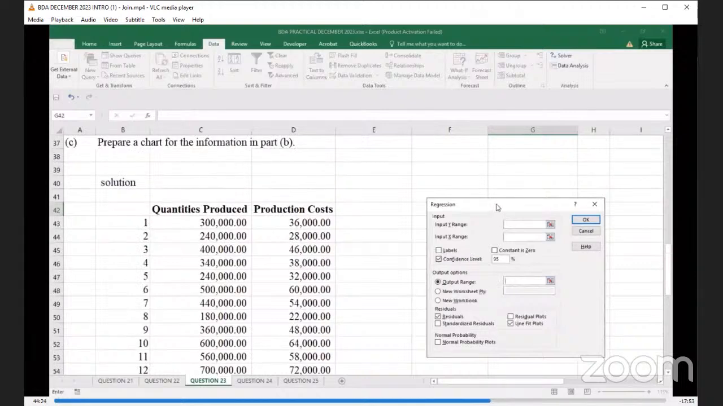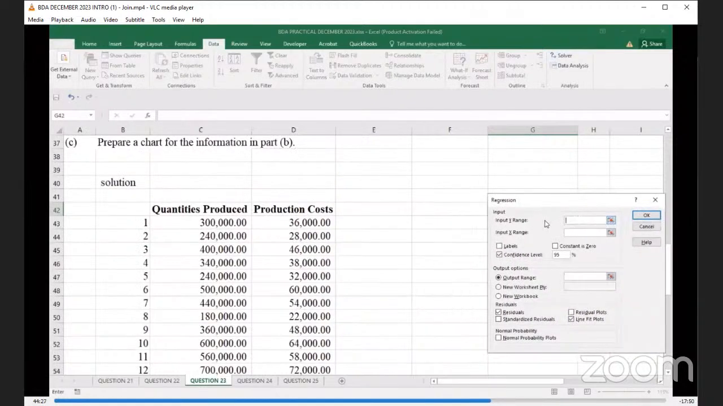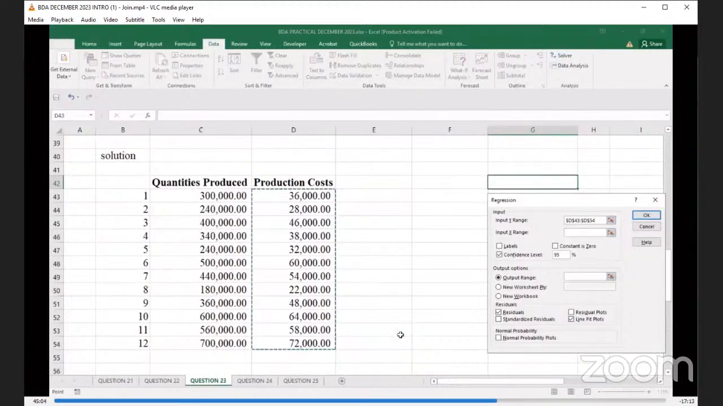So what I'm supposed to do here, number 1, is to input our Y range. In our data here, it is upon us to determine what will be our Y, and what will be our X. Many a times, Y is the dependent variable. Our Y will always depend on the quantities that we are producing. So that will make our quantity to be X. So my Y should be our production cost. So this is our Y range.